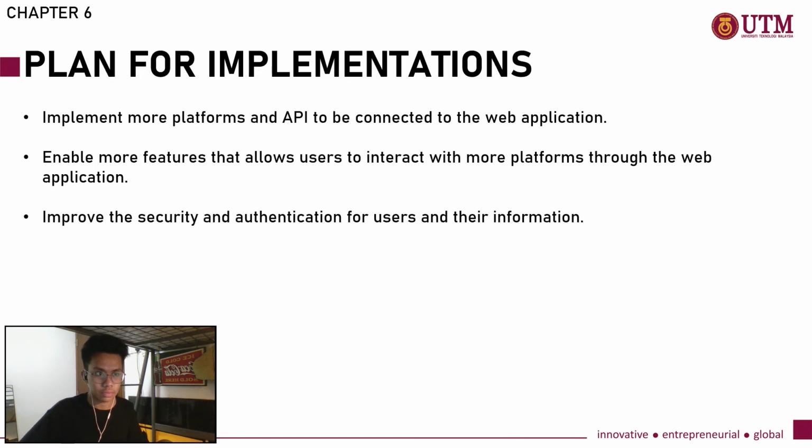So here are plans for implementations and suggestions for improvements, also based on the user testing. The first is to implement more platforms and APIs to be connected to the web application. Also, enabling more features that allow users to interact with more platforms through the web application is another one. Finally, improving the security and authentication for users, as their information is one of the most important ones at that.